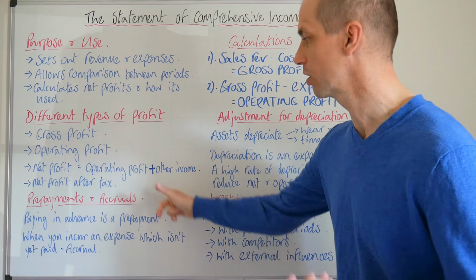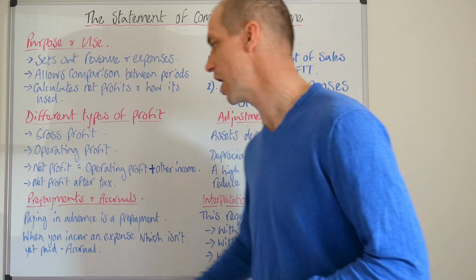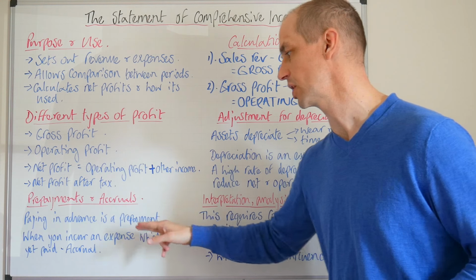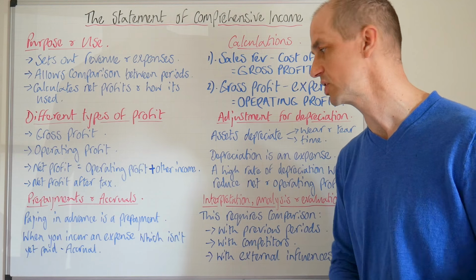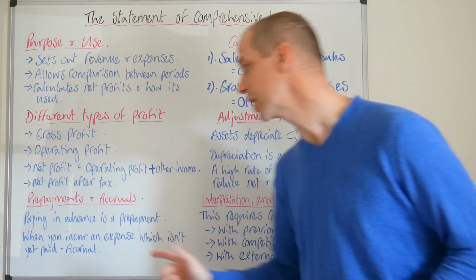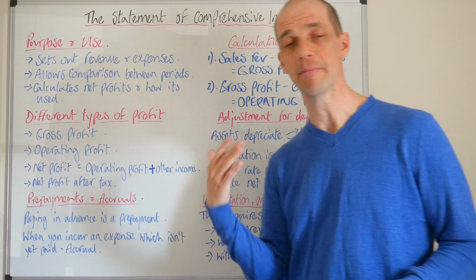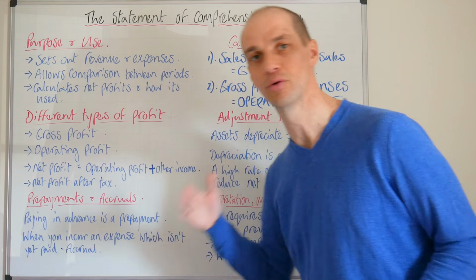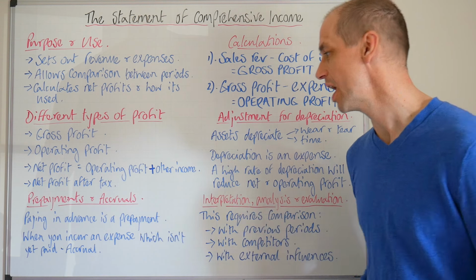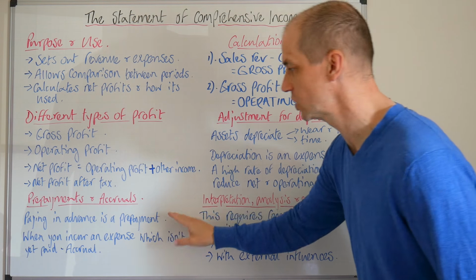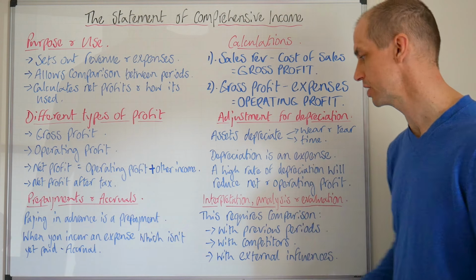So let's have a look at prepayments and accruals. Prepayments, pretty straightforward: paying in advance before you actually receive the items. That's a prepayment. When you incur an expense which isn't yet paid, we've got an accrual. So again, nice and straightforward. Something that we'll see more of as we work through these lessons.